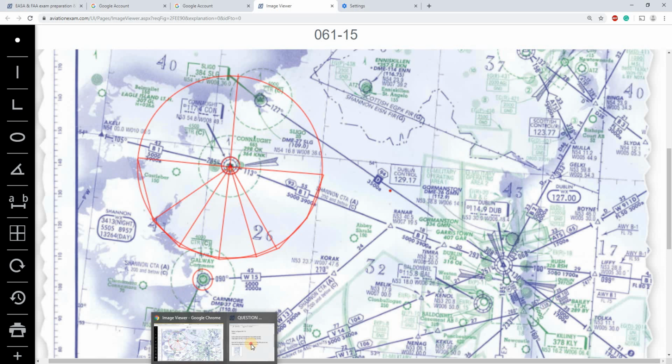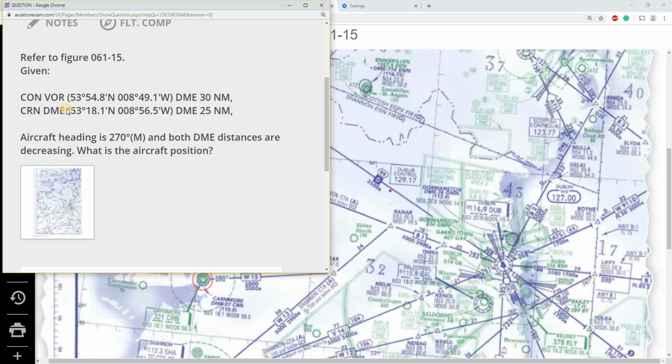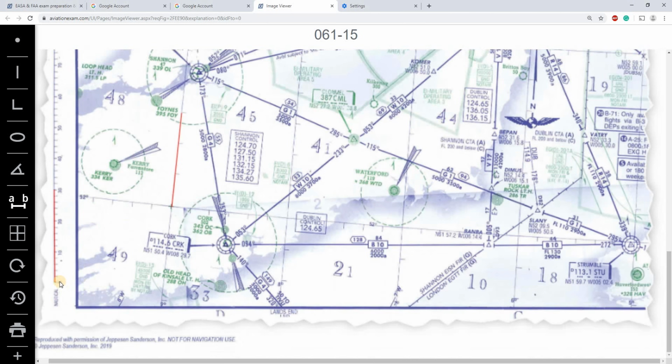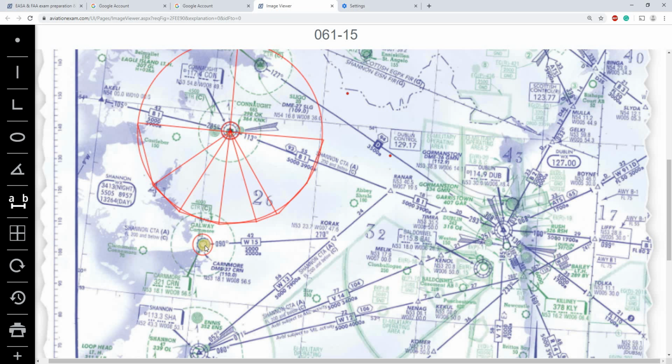So let's go back to the second station, the CRN DME. It's 25 nautical miles. So now let's check 25 nautical miles. You can either check it here, 20, 22, 24, 25 nautical miles is like 244. And we check here on this meridian, 25 to 50 should be fine. All right, so then we go to this station and we do 250.